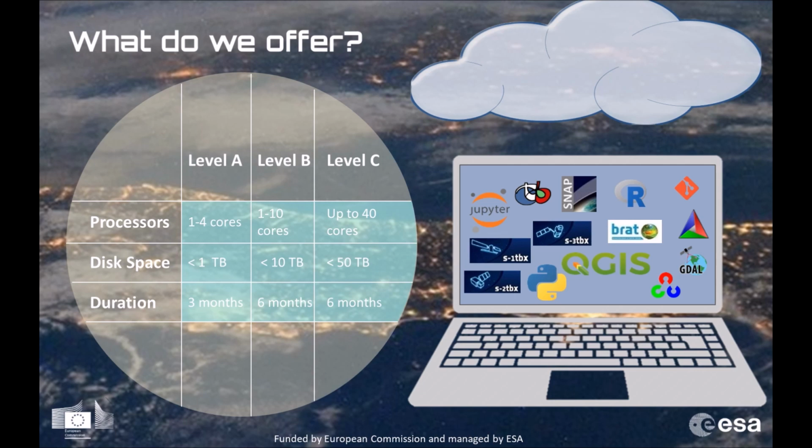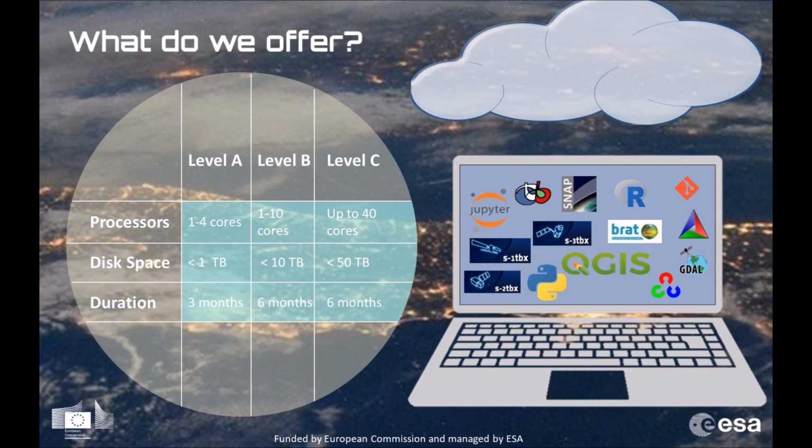We have 3 levels of service, depending on what the user requests when they are asking for the virtual machine, depending on what types of processing they wish to do. So we have level A. This is generally for repeating our webinars, for example. I will talk about that a little bit later. But it's also for people who just want to have a look at the data. They want to download some data, they want to open Snap and just basically do simple things.